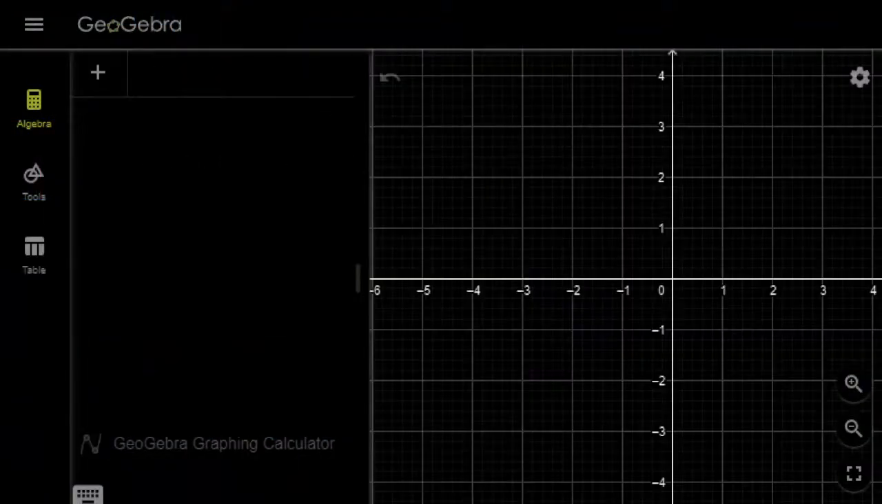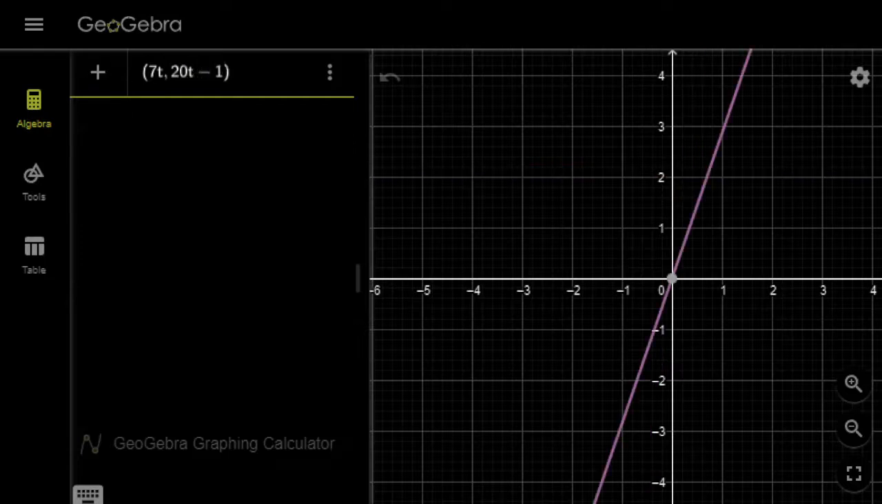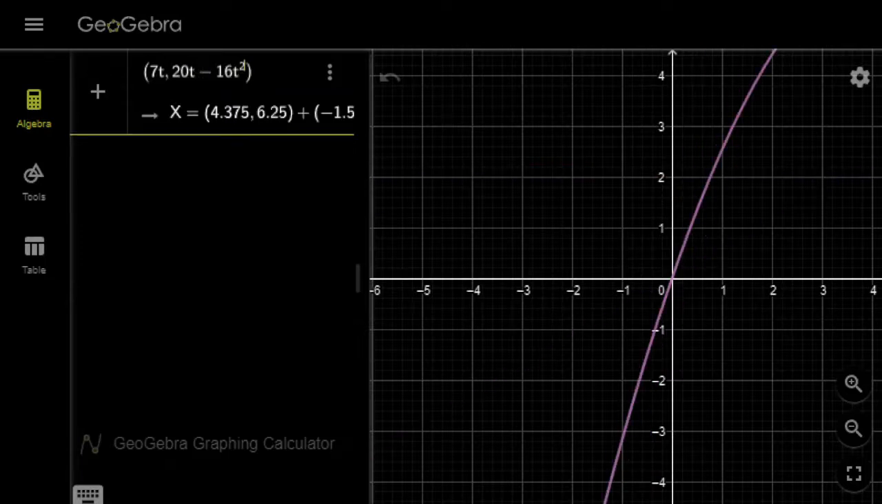Here we go. Regular 2-dimensional GeoGebra. And we had our parametric curve given by x of t was vx times t, and vx is 7. So I have here 7t as my x-coordinate, and then my y-coordinate is going to be 20t minus 16t squared. Again, vy, which is 20 times t, and then minus 16 times t squared is the acceleration.